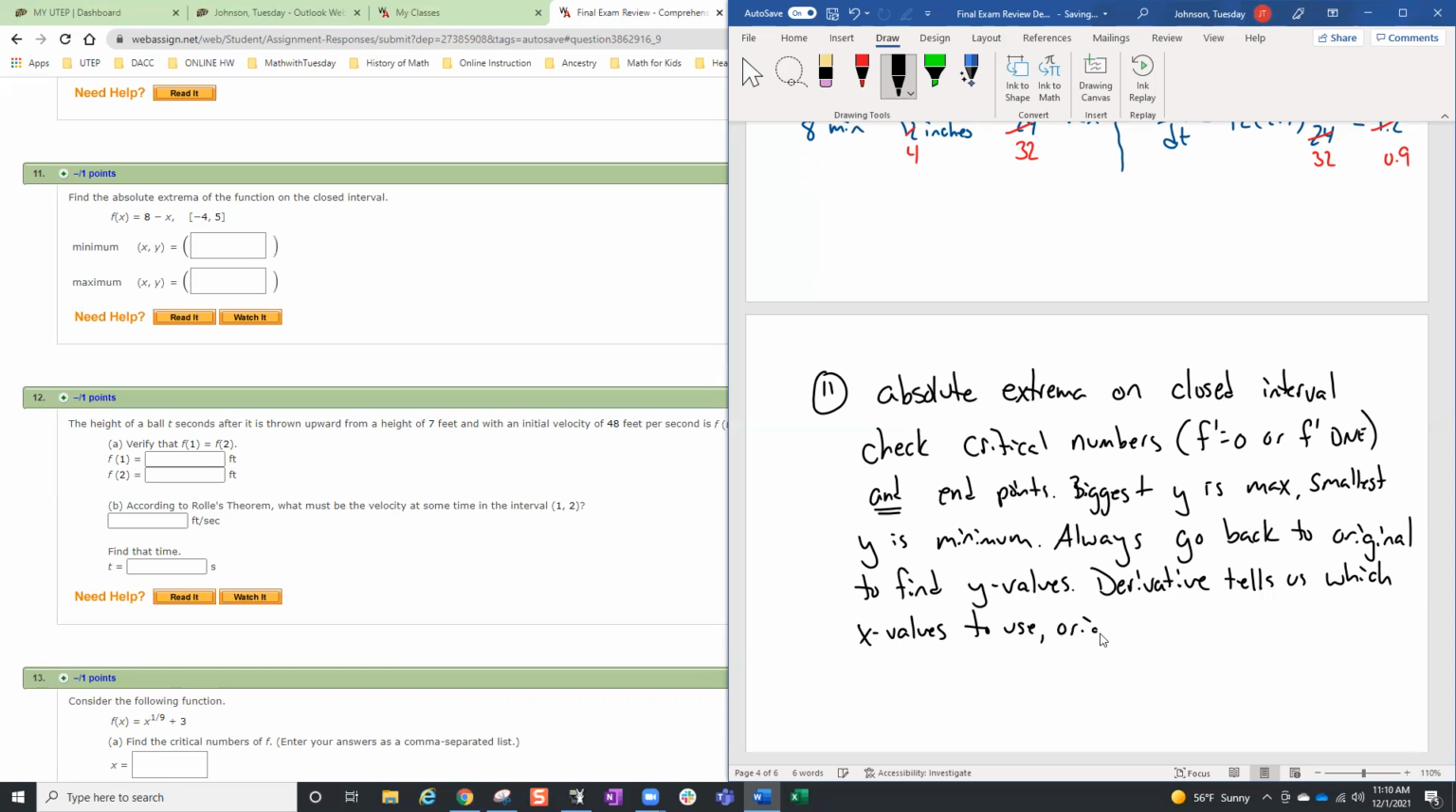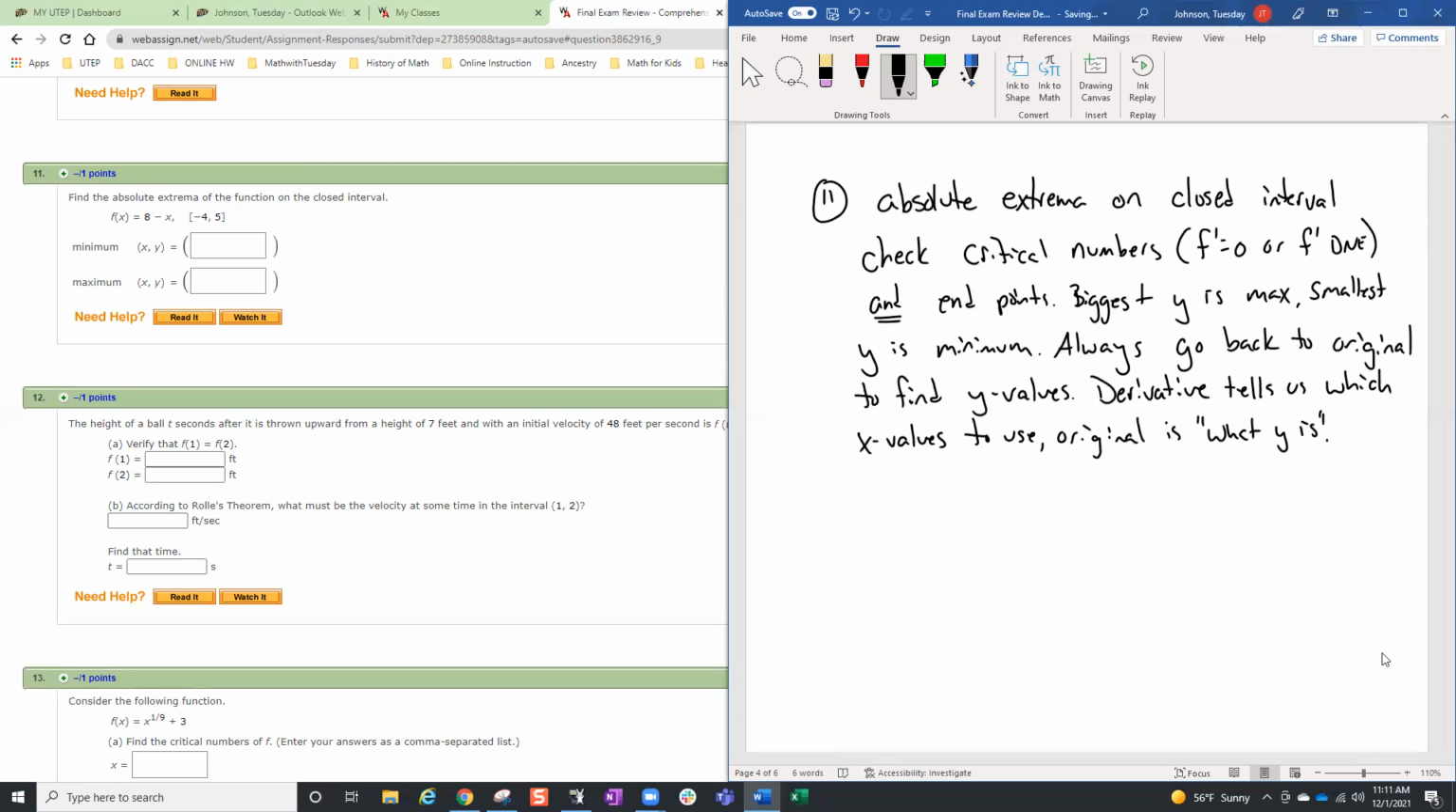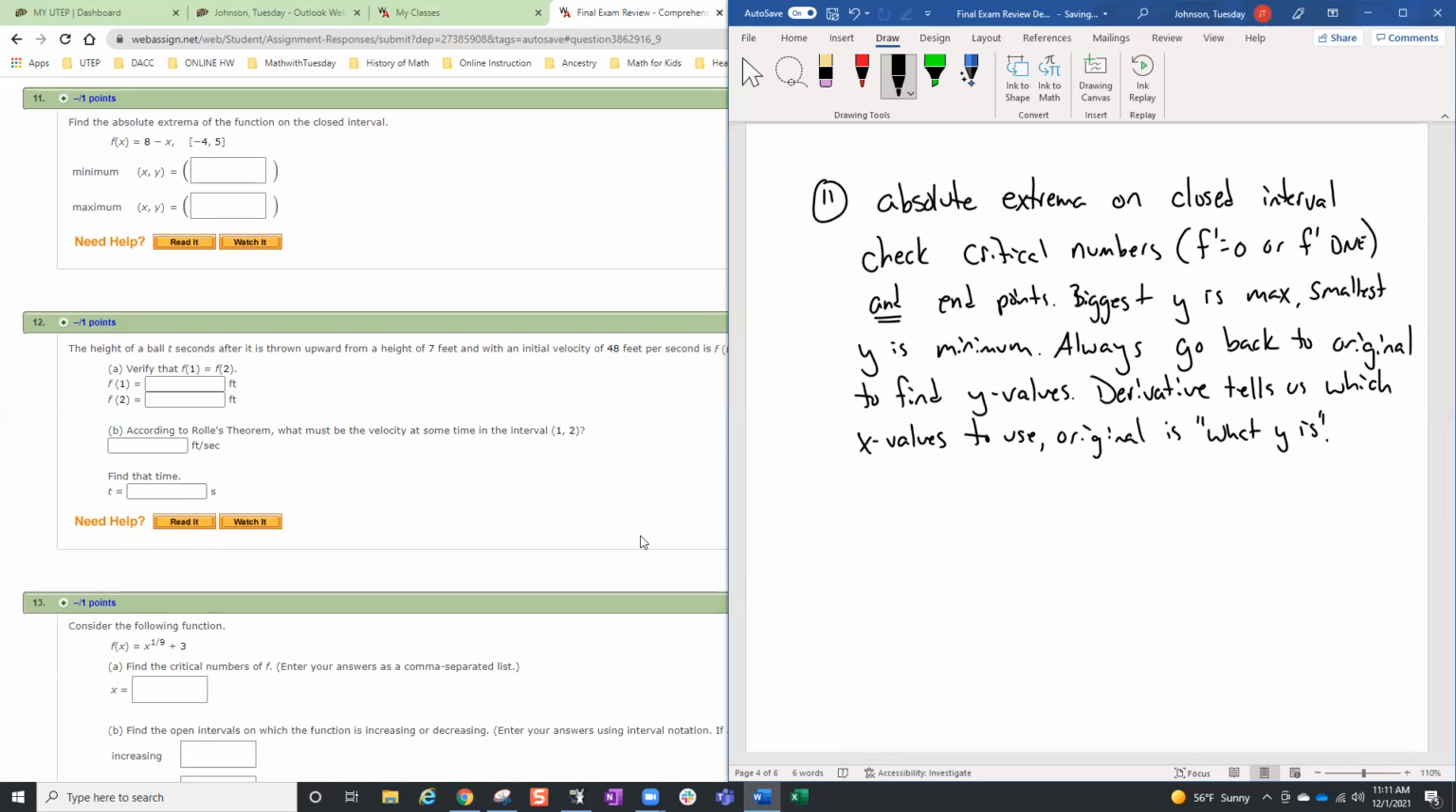But the original is what y is. All right, so the derivative will tell us where to look, but we always look at the original function in order to make it happen. All right, so absolute extrema, you guys could totally do that.